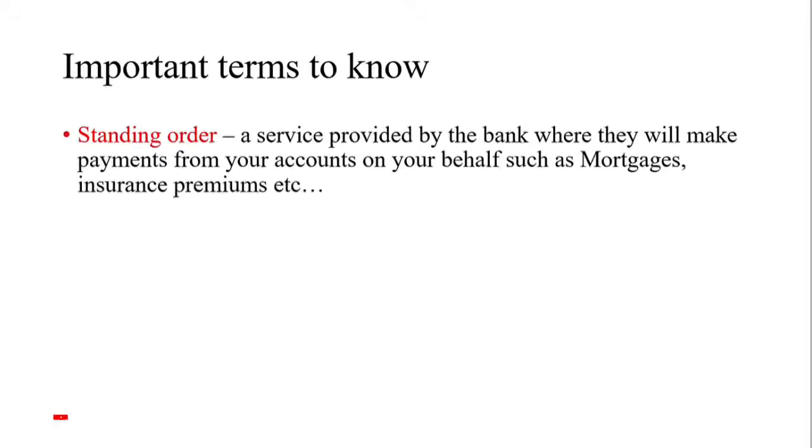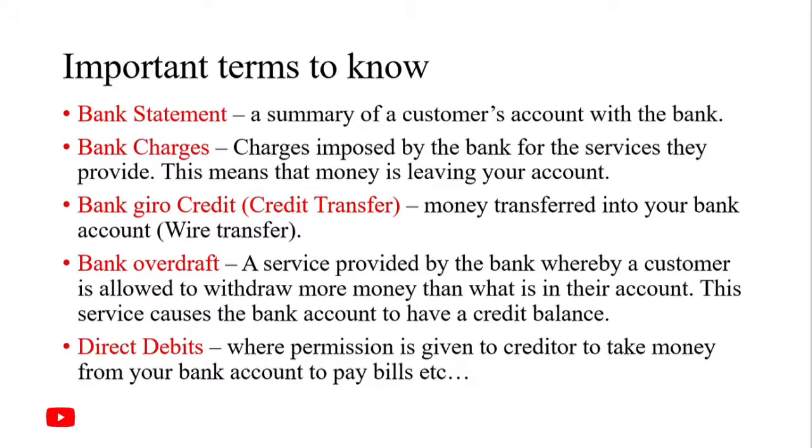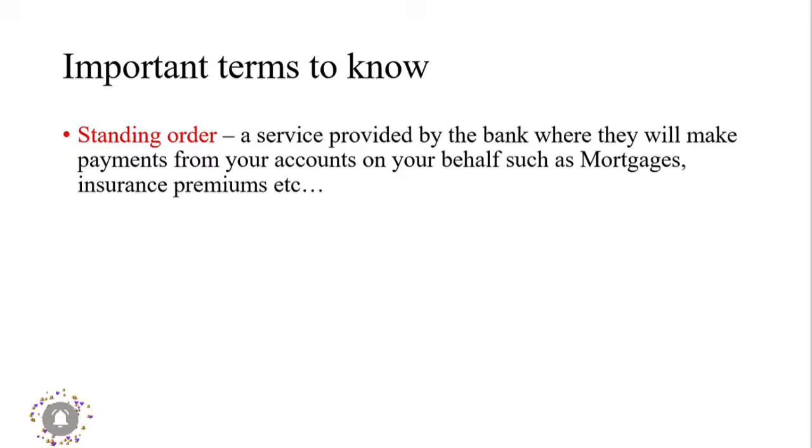Alright, some other important terms that we need to understand. Standing order. A standing order is a service provided by the bank where they will make payments from your account on your behalf, such as mortgages, insurance premiums, etc. It's different from a direct debit. With direct debit, you give the creditor permission to take money directly from your account. With standing order, you give the bank permission to make payments on your behalf.